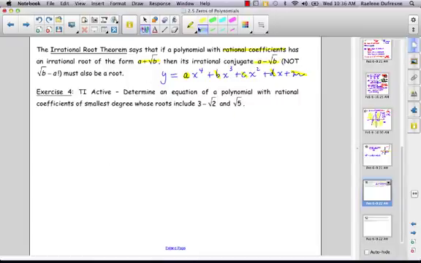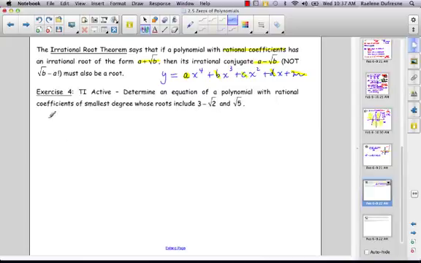So we're going to take a look at this next activity or exercise using the TI-Inspire calculator. Determine an equation of a polynomial with rational coefficients, so these are all quotients of integers, with the smallest possible degree, whose roots include these numbers.